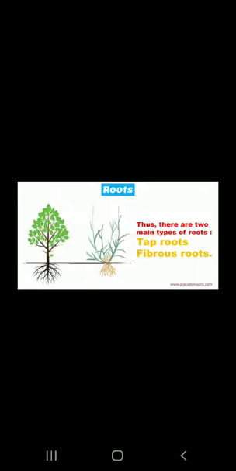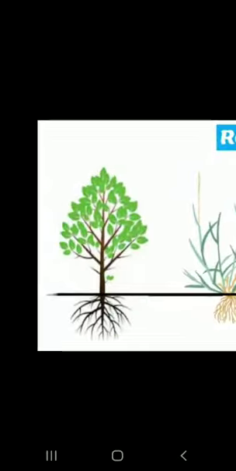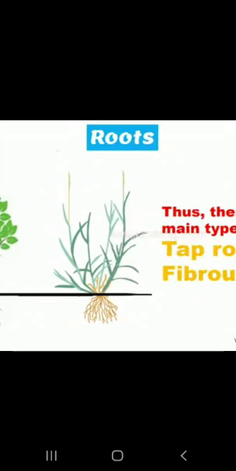So two types of roots we have learned. First is the tap root and second is the fibrous root. In a tap root there is a main root and the secondary roots emerge from that main root. This type of system is called the tap root system, and the hair-like structures coming out are called fibrous roots.